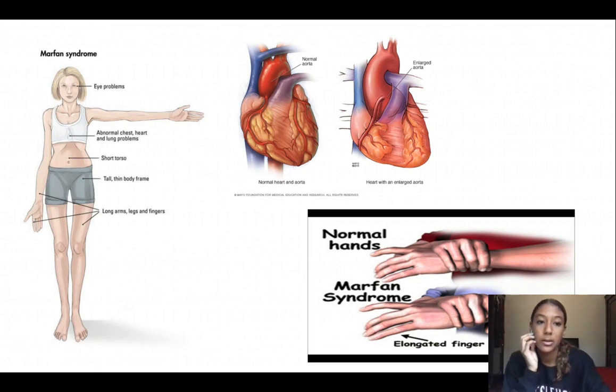So as you can tell, this woman has eye problems. Her eye is dislocated. Her limbs are extra long with a short torso. Her fingers, legs, and arms are extremely long, and she's probably super tall. The second picture is the aorta. With Marfan syndrome, the aorta is enlarged to an abnormal rate.